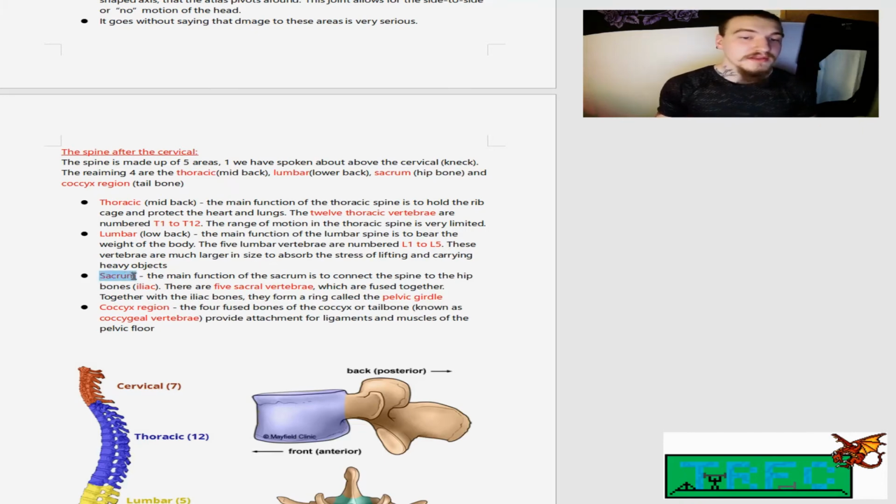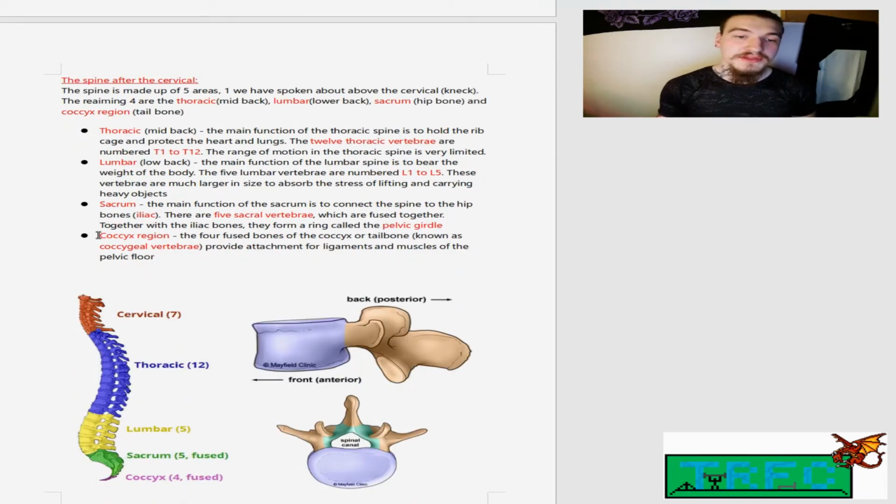So we've now come on to the sacrum. Now the main function of the sacrum is to connect the spine to the hip bone, so the iliac. There are 5 sacral vertebrae which are fused together. Together with the iliac bone, they form a ring called the pelvic girdle.